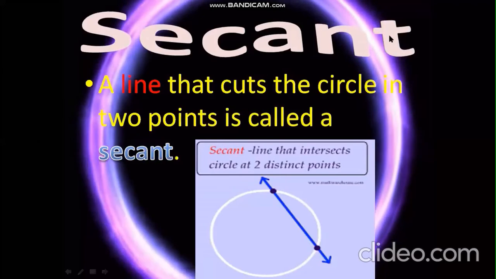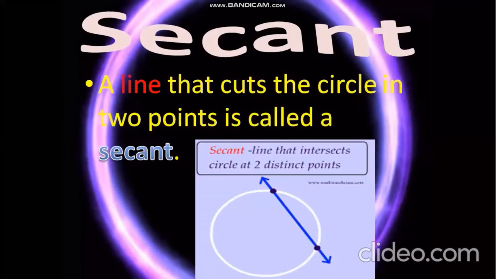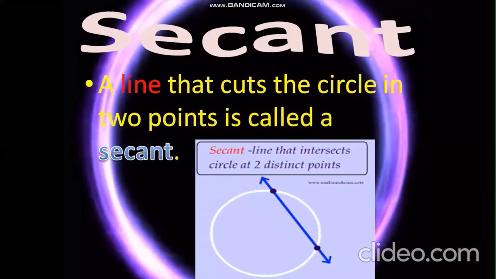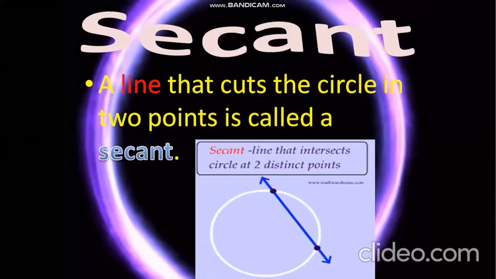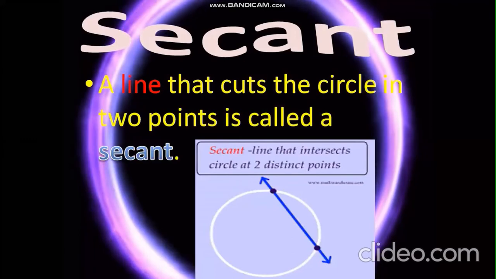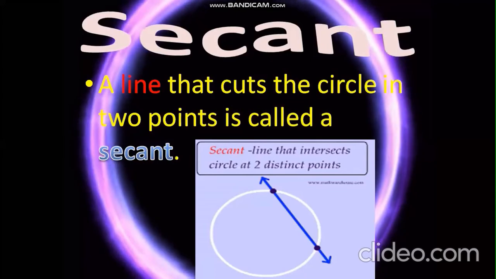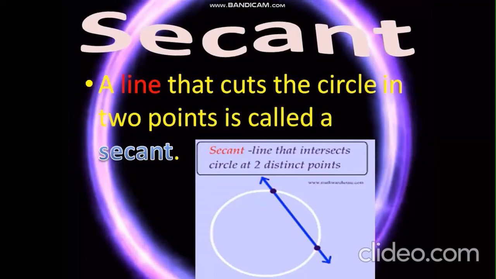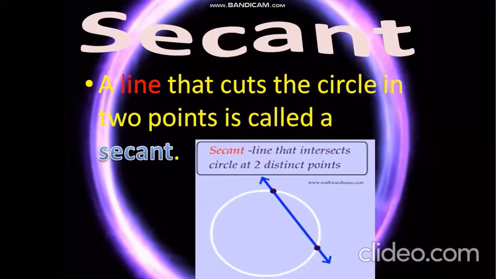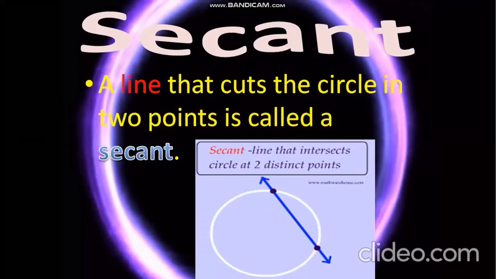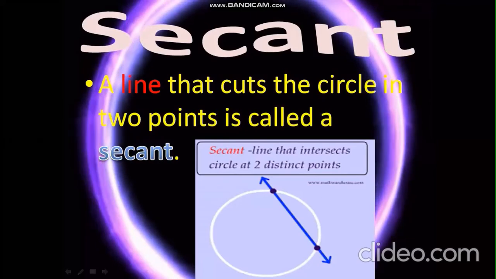Next is secant. What is secant? A line that cuts the circle in 2 points. Now you can see in the picture that the blue color line cuts the circle in two purple color dots. So that is a line. Remember, secant is a line that cuts the circle in 2 points.